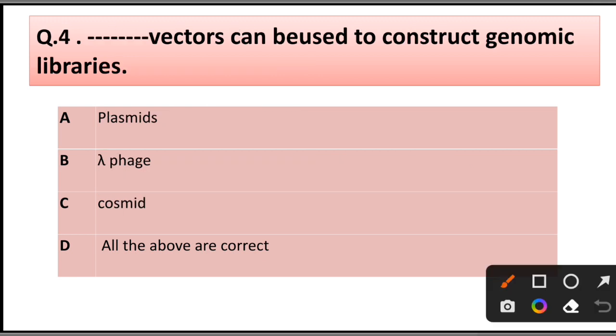Question number 4. Dash vectors can be used to construct genomic library. Plasmid, lambda-phage, cosmid, all the above are correct. The answer is option D. All the above are correct: plasmid, lambda-phage, cosmid.